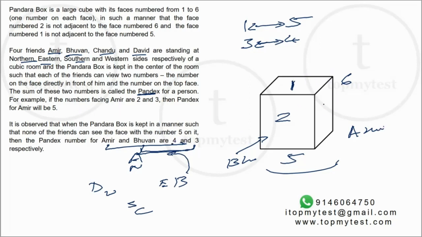The top number is 1. So the front number will be 3. Opposite that will be 4. Right. So we know the orientation of the cube also, how the cube is actually constructed. 1, 2, 5, 6 and 3 and 4 are opposite each other. So this is the orientation of the cube. Right. Once we have this, let's go to the questions one by one and try to solve them.